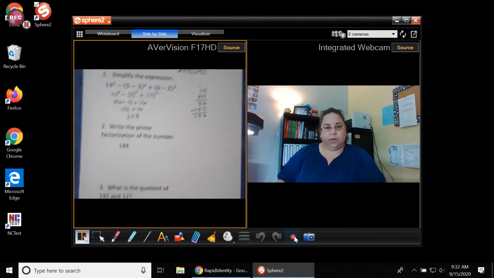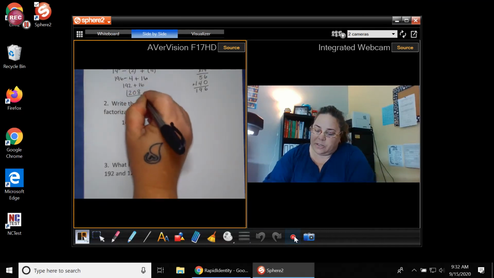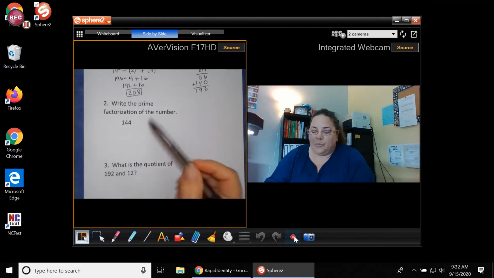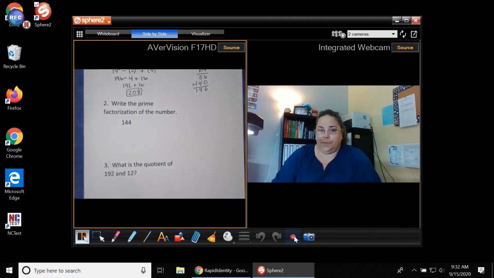Next one. Write the prime factorization. Oh, sorry. Remember to circle or square your answer so that we know what your answer is. Write the prime factorization of the number 144. So last week we talked about prime factorization, and hopefully you took notes like you were supposed to. And if you did, then you know that the strategy we use for finding a prime factorization is, hopefully you just said a factor tree in your head. All right, so we're going to do a factor tree.